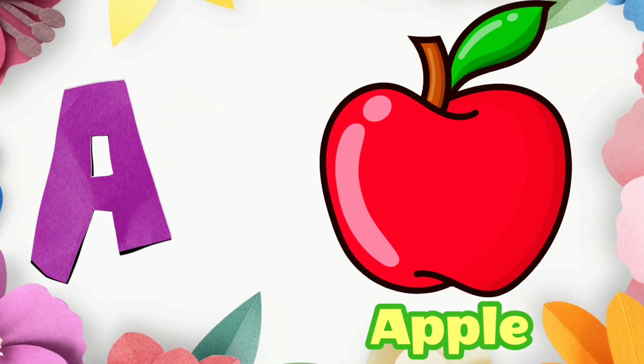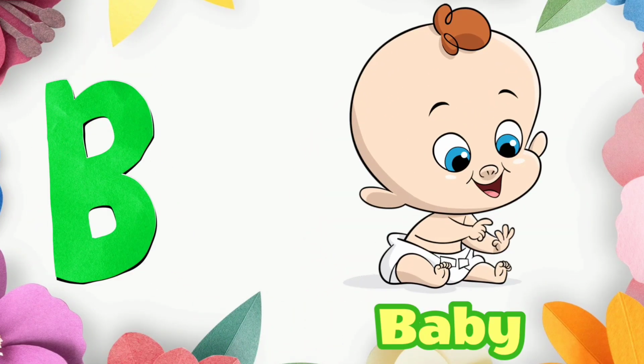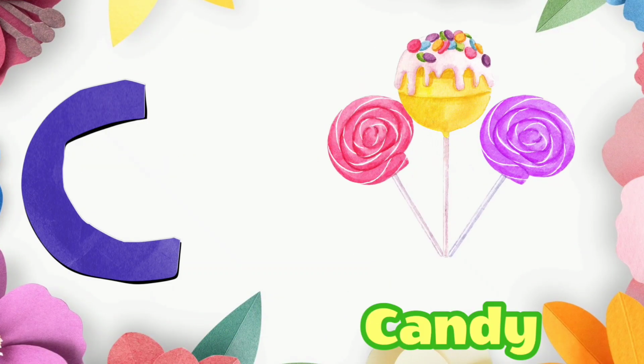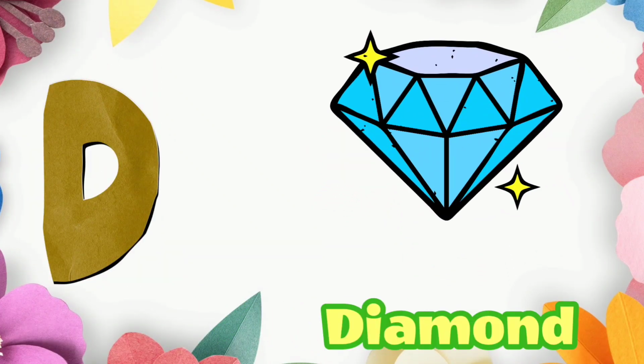A is for apple, ah, ah, apple, A, apple. B is for baby, b, b, baby, B, baby. C is for candy, c, c, candy, C, candy. D is for diamond.